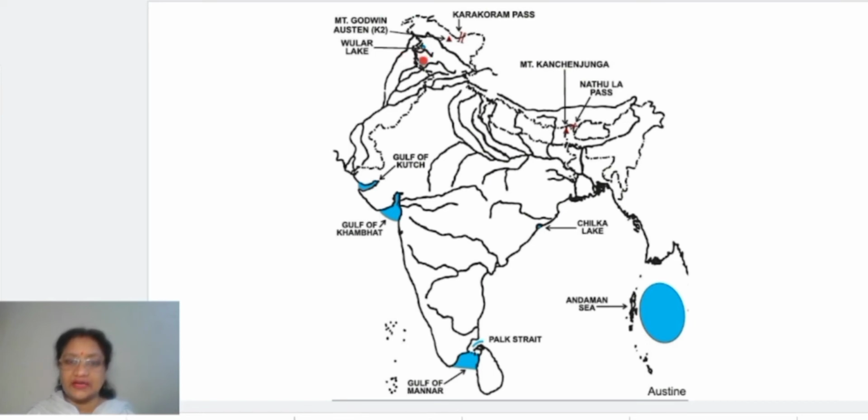This is Wular Lake. You can see one river is going very close to this. And just at the tip of it, you have to mark. The curve is there. At the tip of this curve, you have to mark the Wular Lake. This is Jhelum River. Now, this you have done. Wular Lake you have done.